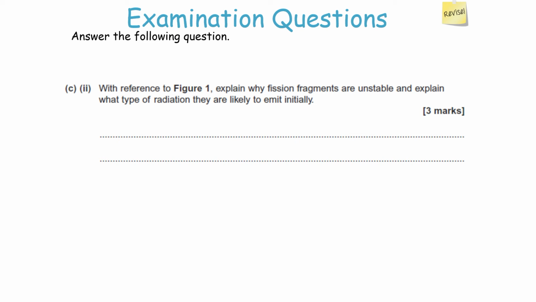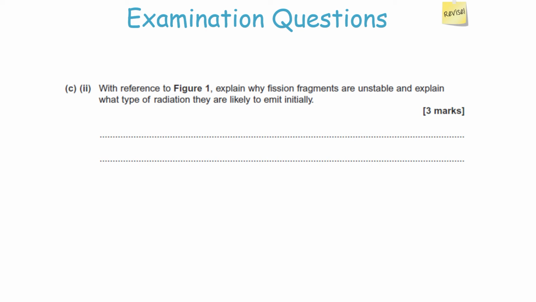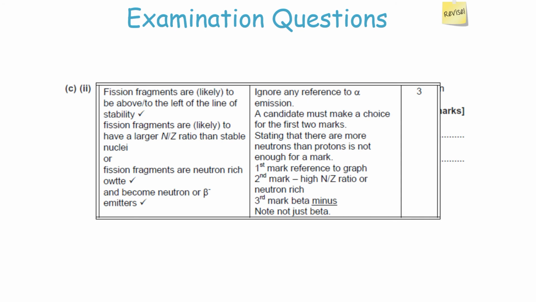With reference to figure 1, explain why fission fragments are unstable and explain what type of radiation they're likely to emit initially. So pause the video now and then unpause the video when you want to go through the answers. So fission fragments are likely to be above the line of stability, because if you notice, there's going to be an excess in the number of neutrons, they're going to have a larger neutron to proton ratio than a stable nucleus, or they are neutron rich.